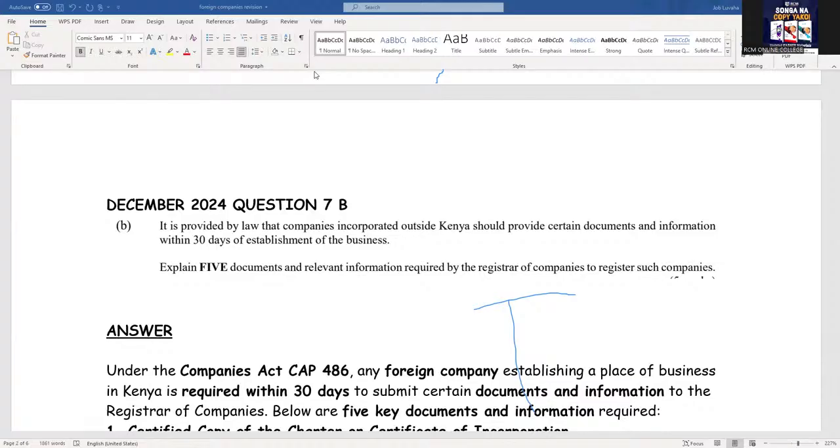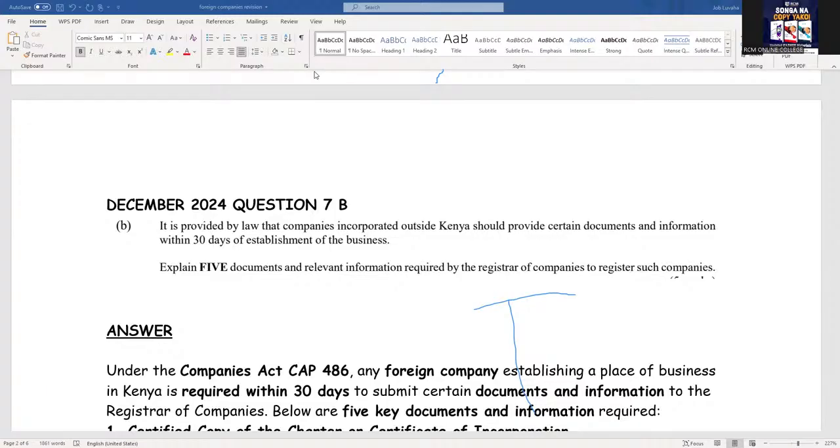Address of the registered office in Kenya, and also in the foreign country. A local representative. They must appoint a local representative, so documents pertaining to particulars of the local representative. Details of charges, if any: if the company has charged any assets in Kenya, they must give particulars of those charges.